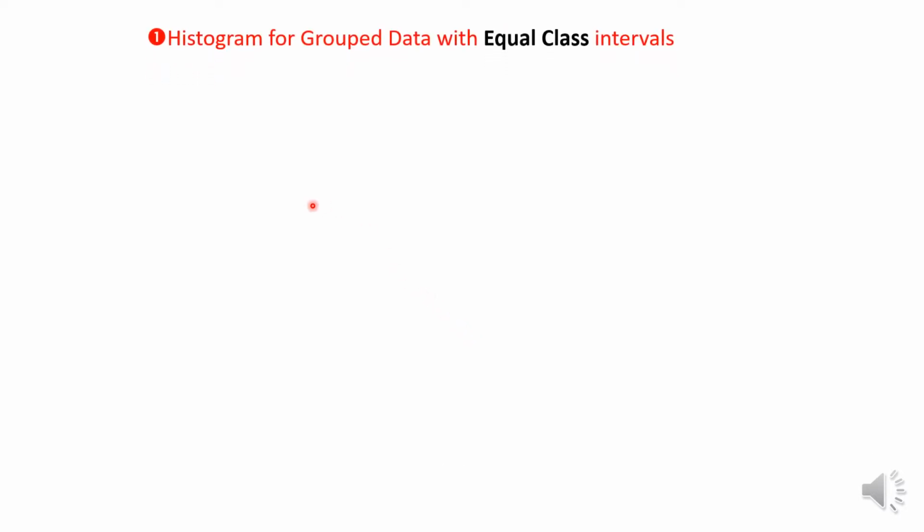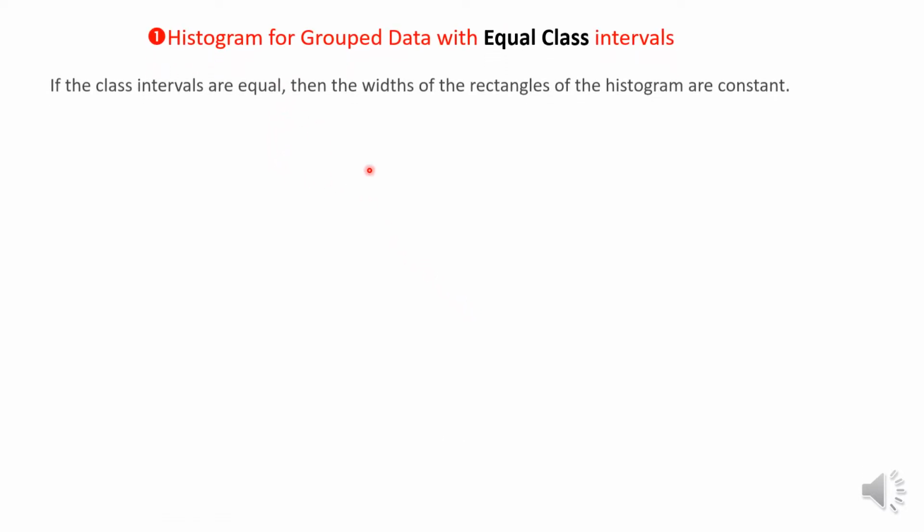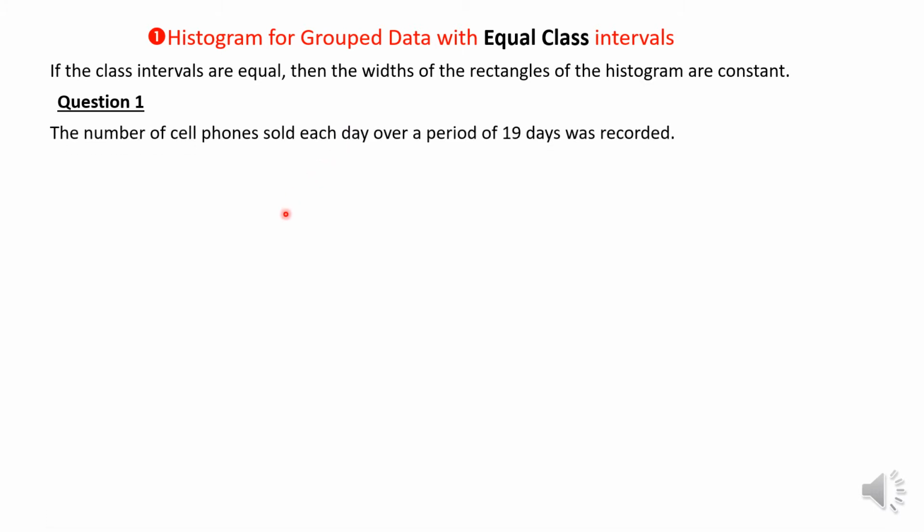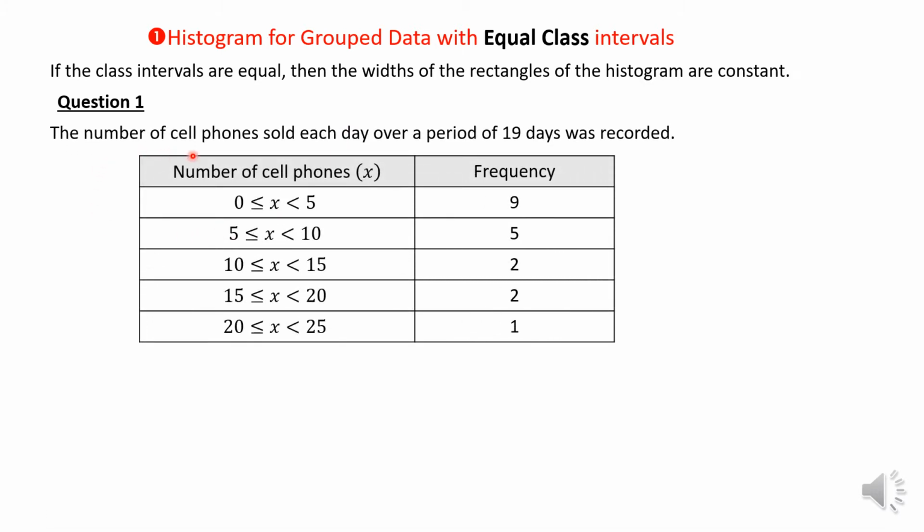Let us look at grouped data with equal class intervals. The widths of the rectangles are constant. Let's jump directly to a question. The number of cell phones sold each day over a period of 19 days were recorded. Between 0 and 5 cell phones, 9 were sold. Between 5 and 10, 5 were sold. Between 10 and 15, 2 were sold. Between 15 and 20, 2 were sold. And between 20 and 25, only 1 phone was sold.